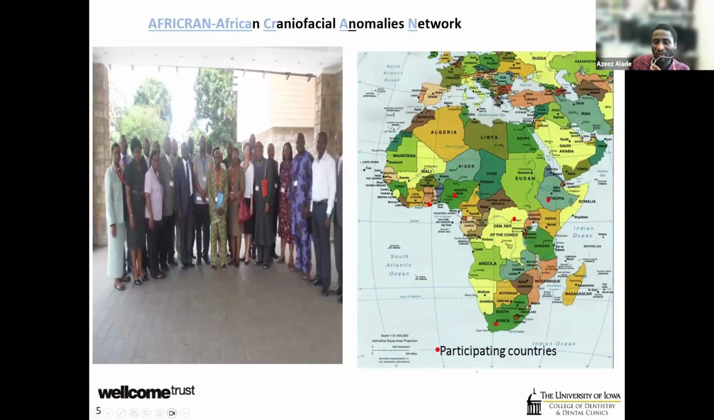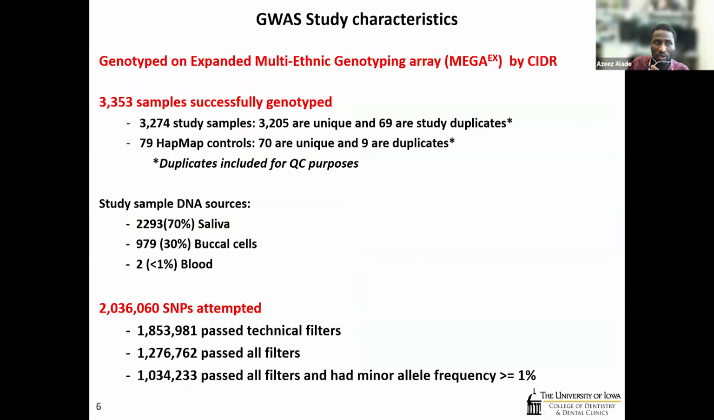This effort was later sponsored by Wellcome Trust, and so they were able to gather more samples from other African countries like Ethiopia, as well as South Africa and also Ghana. Putting these samples together, they were able to do the first African Genome-Wide Association study on non-syndromic orofacial clefts. And just a quick introduction of what a genome-wide association study is.